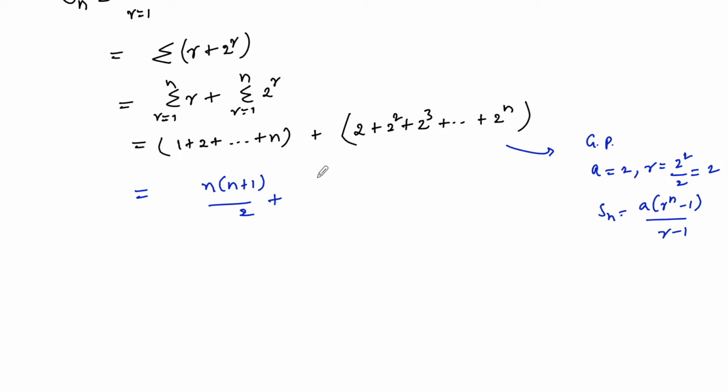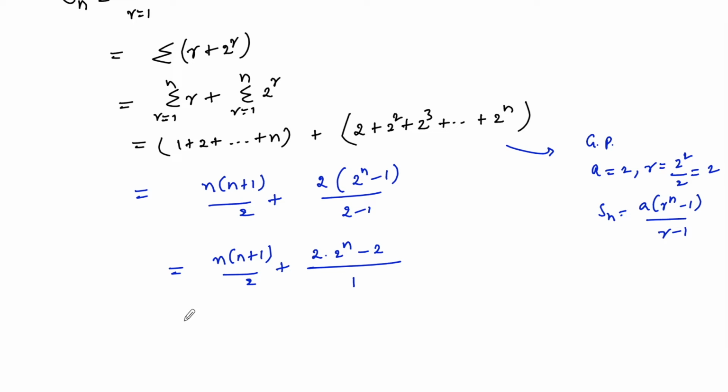So here we can write a is equal to 2 into r, that is 2 to the power n minus 1 upon 2 minus 1, which is equal to n into n plus 1 upon 2 plus 2 into 2 power n minus 1 upon 2 minus 1, and 2 minus 1 is 1. So we can write n into n plus 1 upon 2 plus 2 power n plus 1 minus 2. So this is the sum.